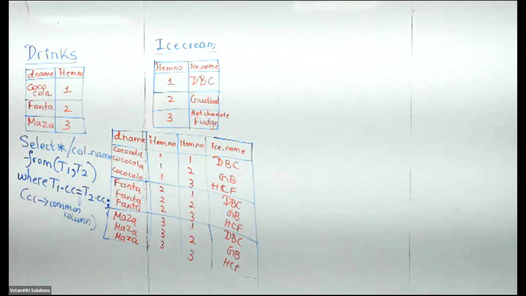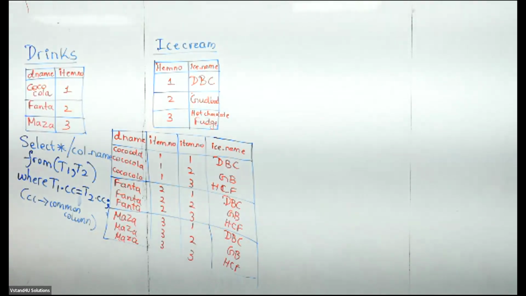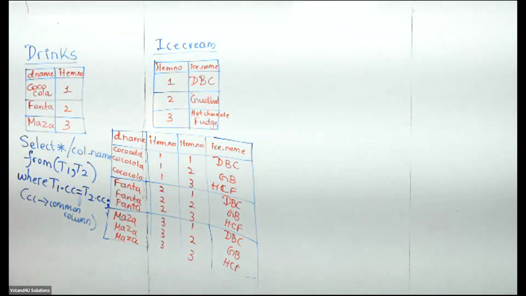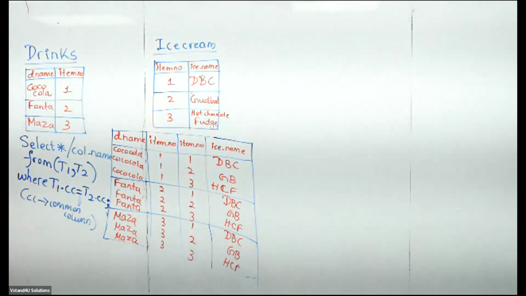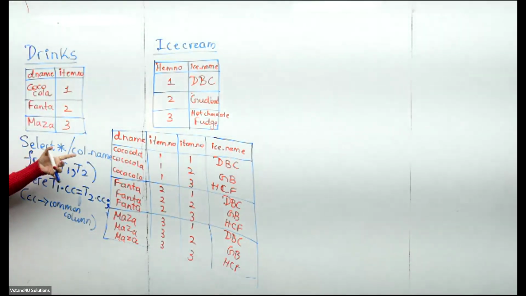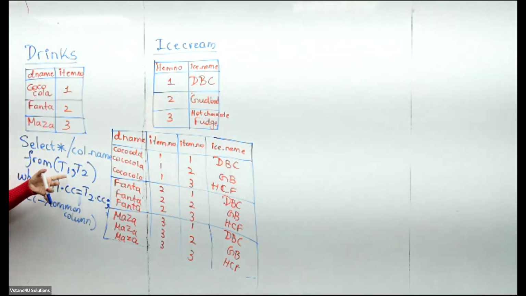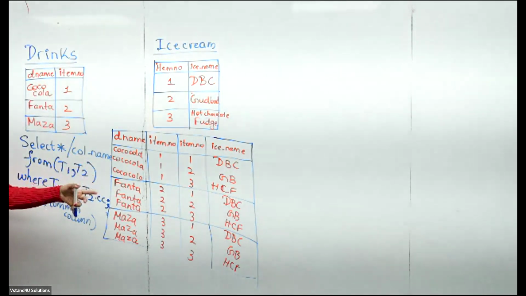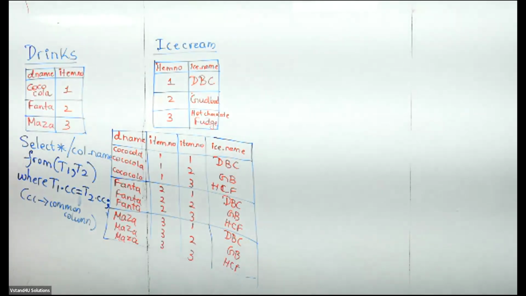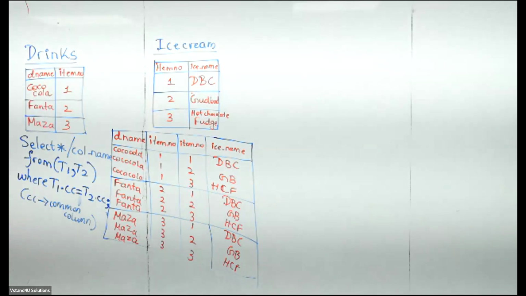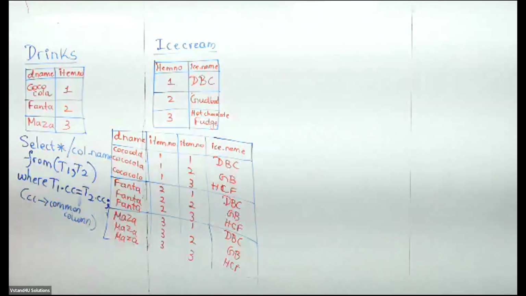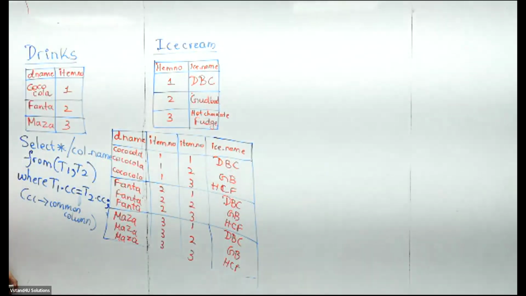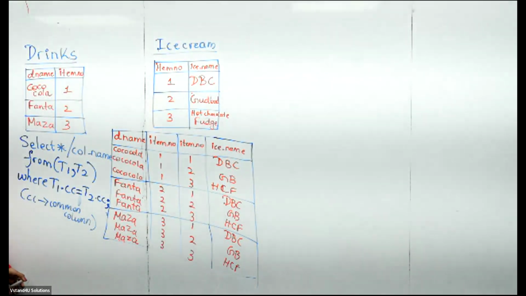Now, if they have given 3 tables, how will you write? For 2 tables you wrote like this. If they've given 3 tables: select star or column name from T1, T2, T3. Then what will you write? Where T1.cc is equals to T2.cc and T2.cc is equals to T3.cc.